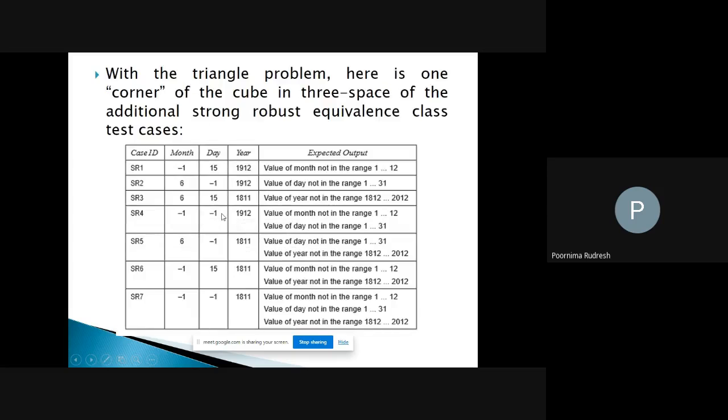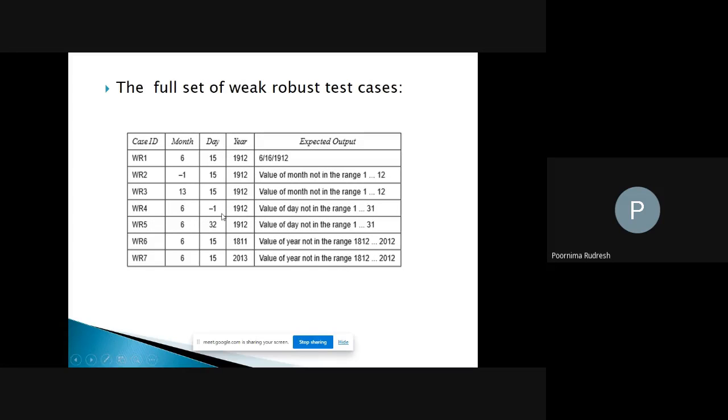Similarly, for the day, it is -1. Is -1 there in the days? No, right? The range is from 1 to 31. So within that range we have to give the values for the day. Other than that, it will display the error message. So for -1, it will display the error message. Similarly, for 32, it will display the error message. Why? Because the maximum number of days that exist in a month is 31. More than 31, it will display the error. Similarly, less than 1 also, it will display the error message.